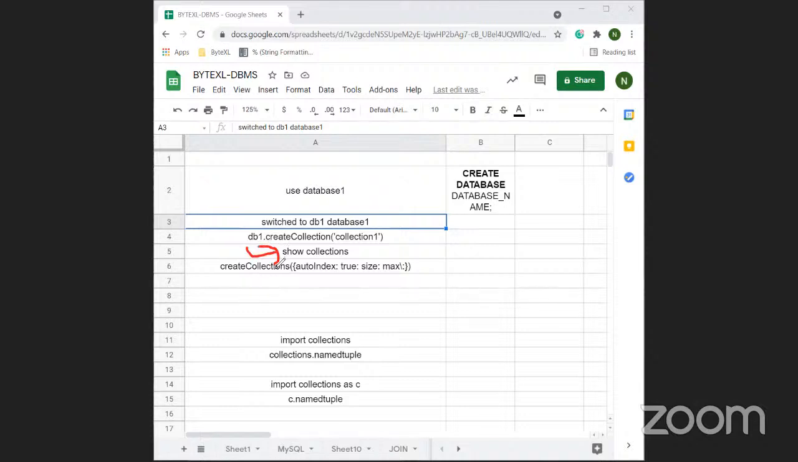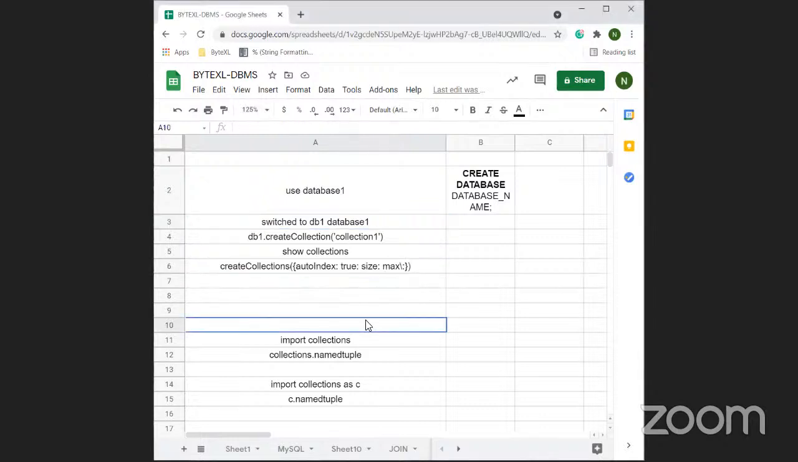Then show collections will show all the collections available. Also, you can give some parameters, like what column names you want to create, what values you want, whether you want indexing, what size of data you want to store, and anything. MongoDB is a separate vast subject again. DBMS, RDBMS, SQL combined, that much data we have only on MongoDB.